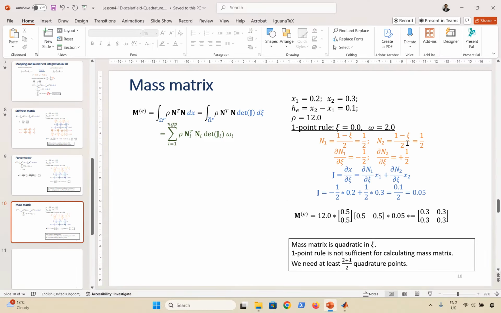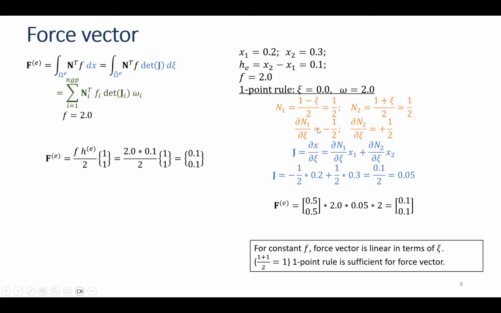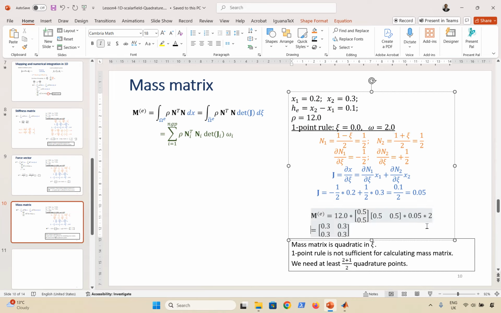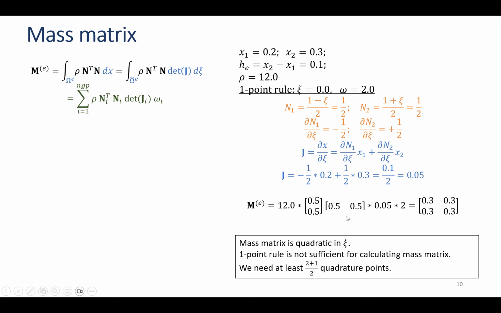Similarly, we can apply the method for the mass matrix. The mass matrix is given by this, and this is N transpose N. This is our row j. I'm missing a 2 here. If you do the arithmetic, we get this matrix, but this is incorrect. Our mass matrix should be 0.4, 0.2, 0.2, 0.4. But here we have 0.3 everywhere.